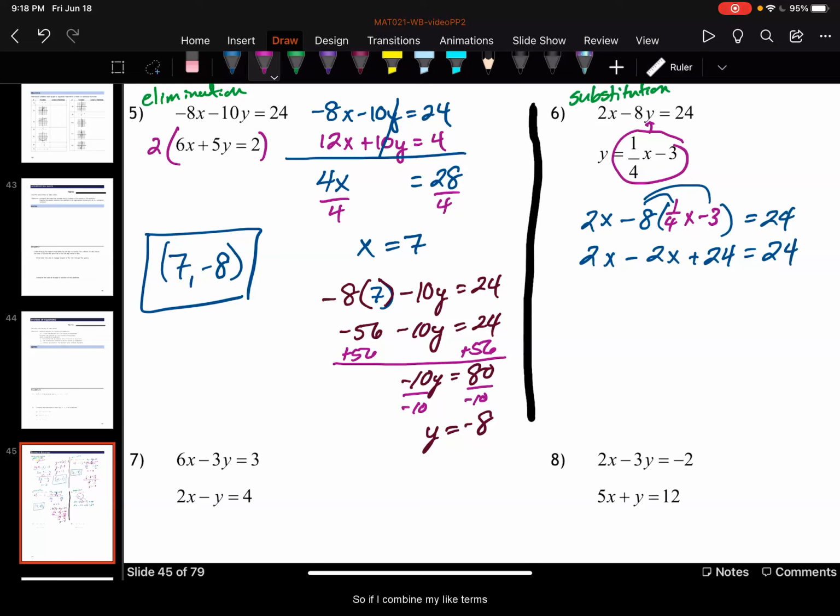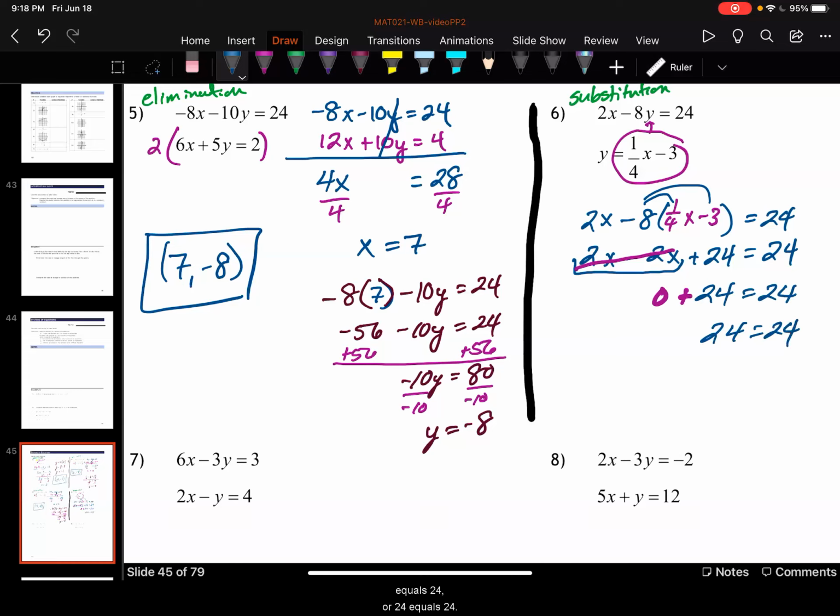So if I combine my like terms, 2x minus 2x is actually going to subtract out and leave me with 0. So I'd have 0 plus 24 equals 24, or 24 equals 24.